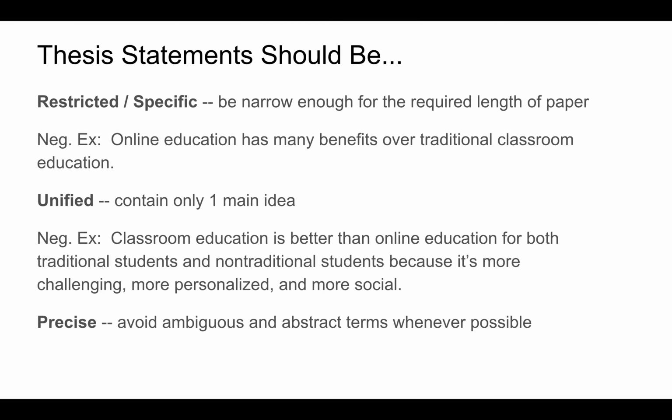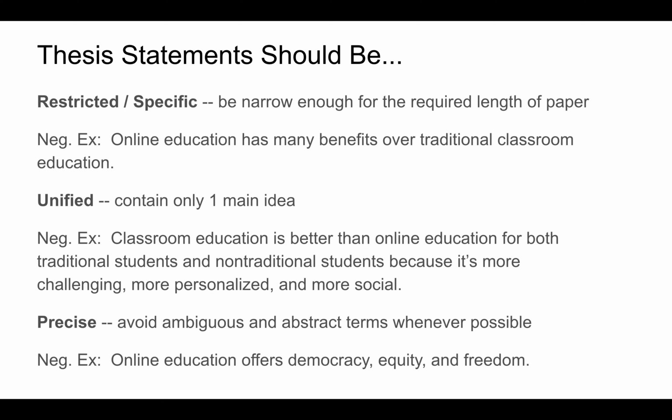And we want to avoid ambiguous and abstract terms whenever possible. So something like this, online education offers democracy, equity, and freedom. So that's a cool starting place. Online education is more democratic. Maybe, right? We don't need all those big, abstract words in there. But then maybe adding a because and adding something a little more concrete, because it offers blank, something that readers can latch on to more. We don't want a thesis that's too up in the clouds because then the paper is less likely to be structured and controlled.